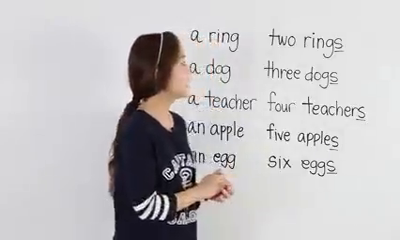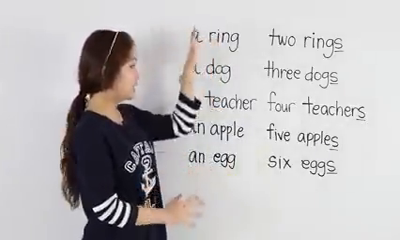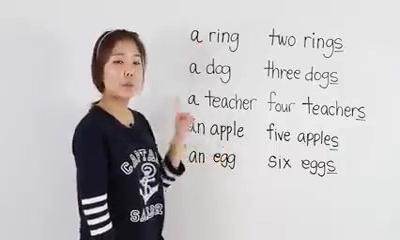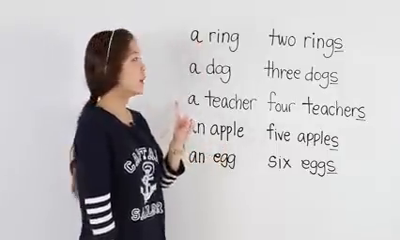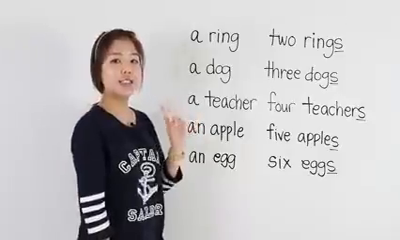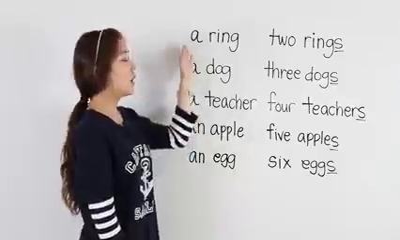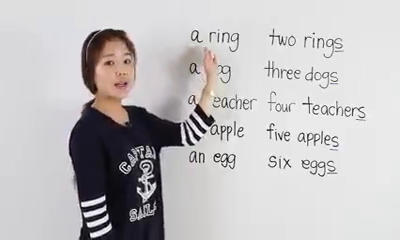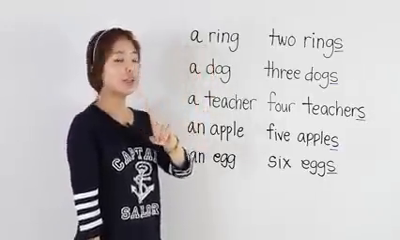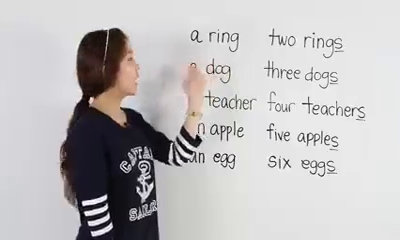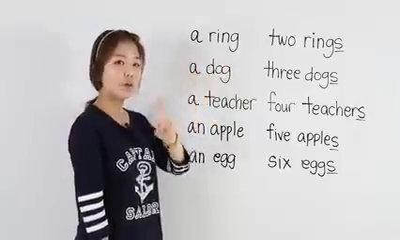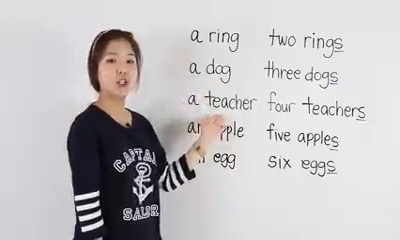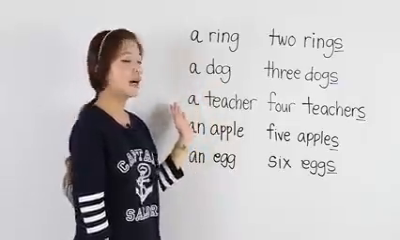Okay, so let's look at the board. This part is showing singular nouns. Remember, singular means one. So when the noun is singular, we put a or an. So let's look. A ring. That means one ring. A dog. Again, one dog. A teacher. One teacher.